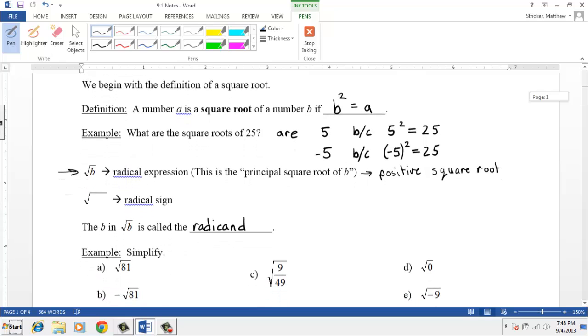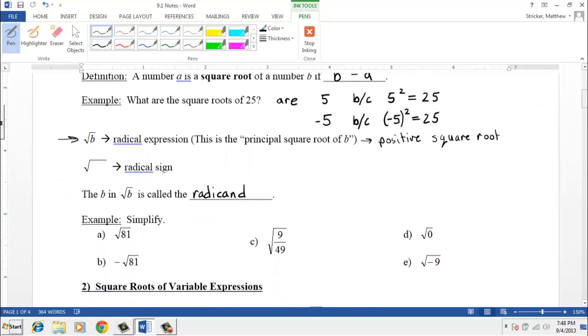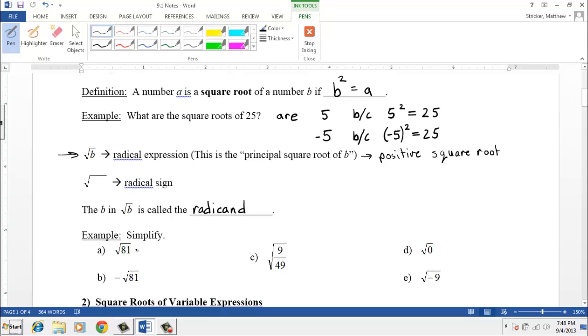We can take a look at a couple of simple examples here. The first one is, what is the square root of 81? Well, the square root of 81, we should all know this, is 9. And going back to that definition, this is because 9 squared is equal to 81. So 9 is the principal square root of 81. Now if we want the other square root, the negative square root, we actually have to put a negative on the front of the square root. So the negative square root of 81 would be -9.